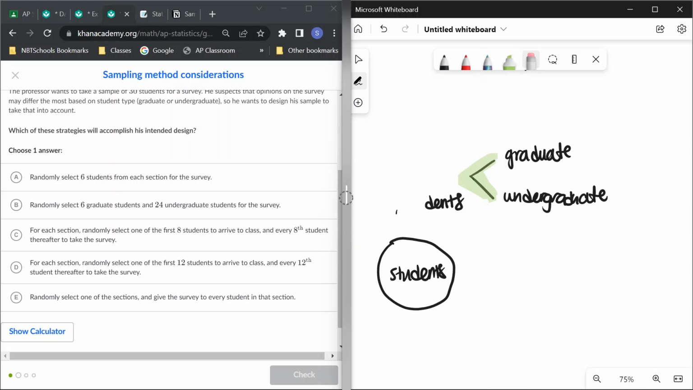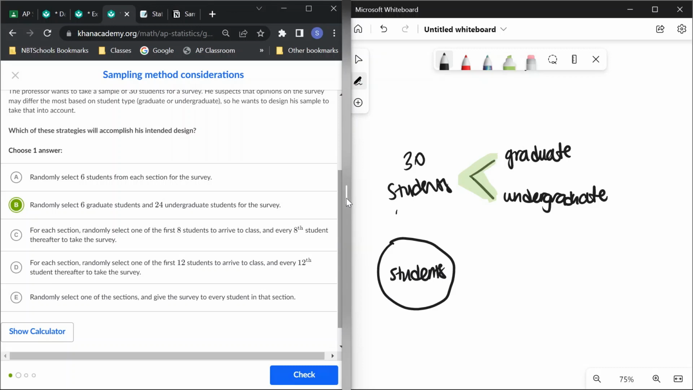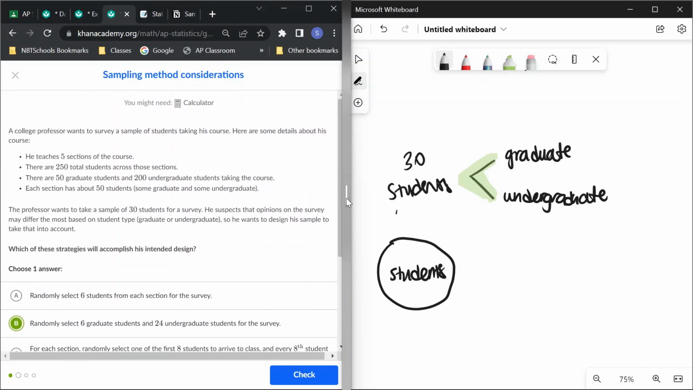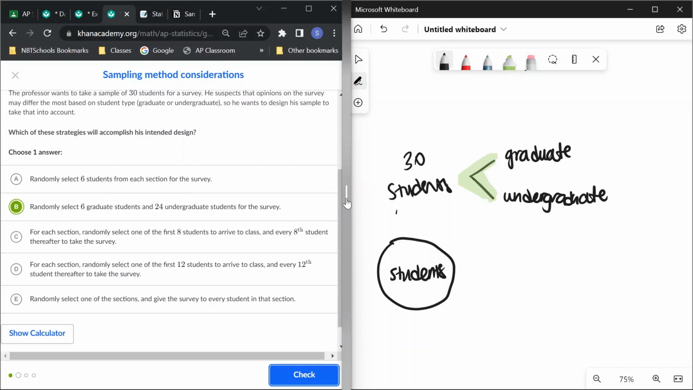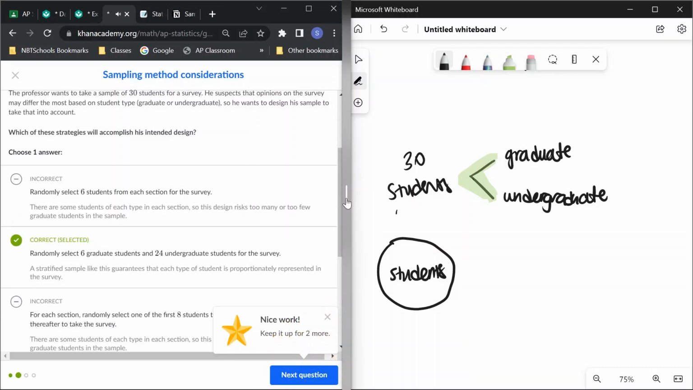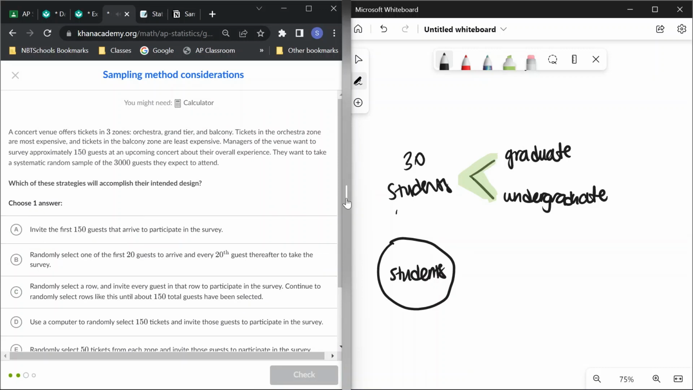Right, so 30 students, graduate students and 24 undergraduate students. Oh, I remember this question. I had to do like a ratio type of thing. For each student, randomly select one of the first 8. Not that. Six students for undergraduate students because there's more undergraduate students than graduate students. Okay.